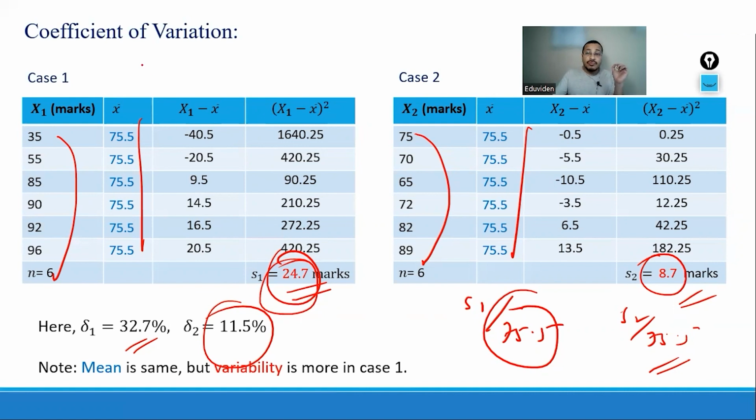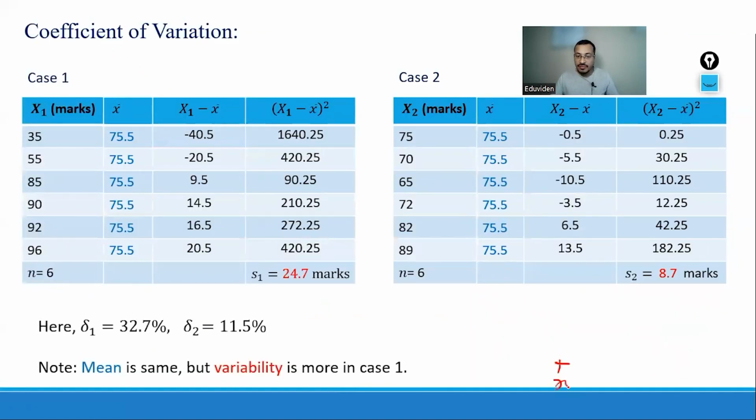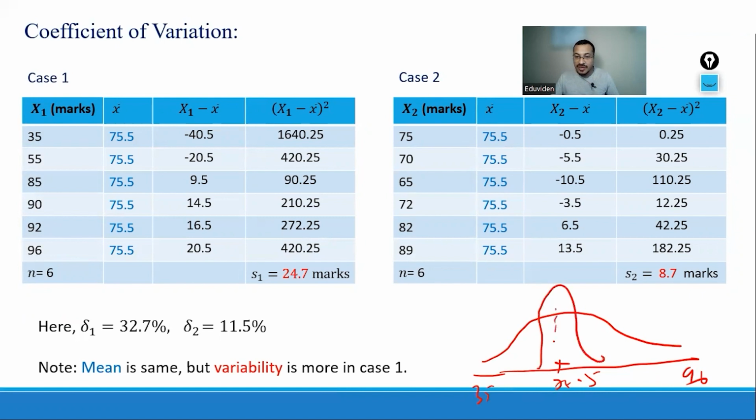So the distribution will somewhat look like this. Here we have 75.5 on the x-axis, marks, and you have two distributions. One where the spread is high for case one, where the minimum value is 35 and the maximum is 96. And there is one ranging from 75 to 89. The mean is the same, but the range captured is different. The spread of the data is different.